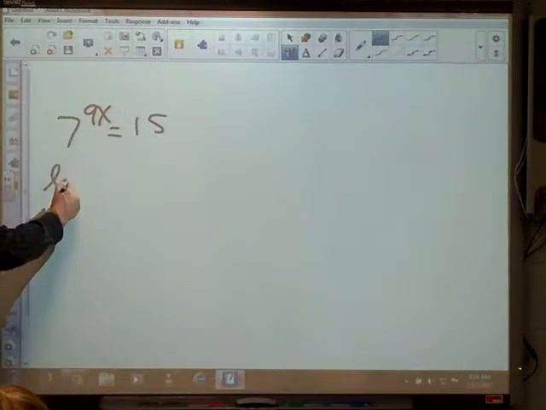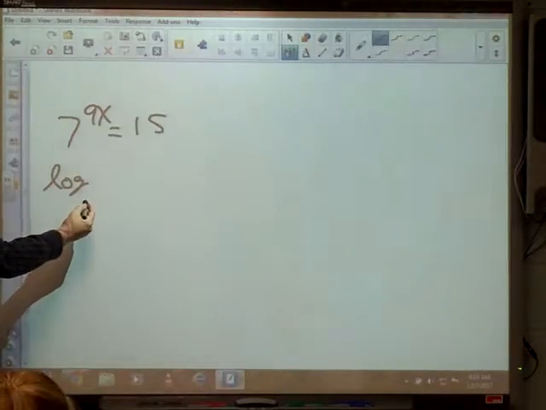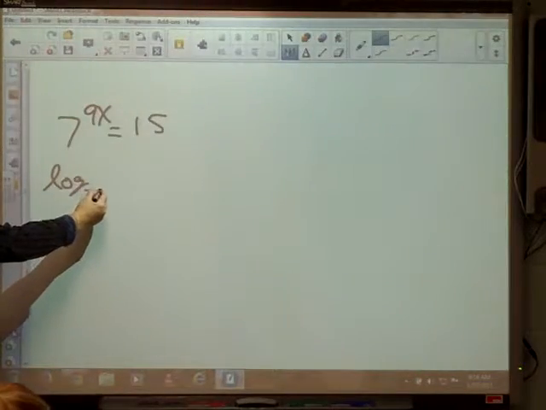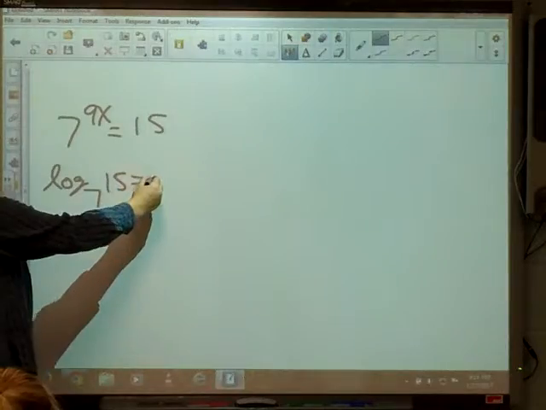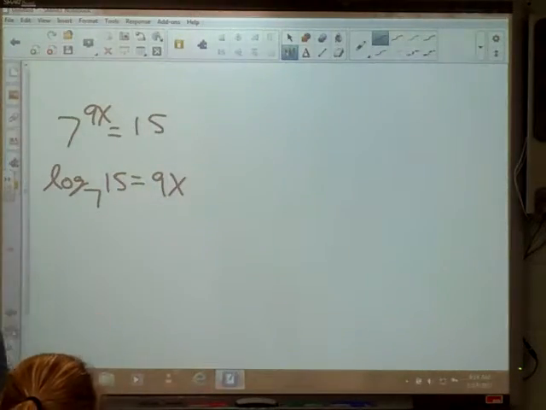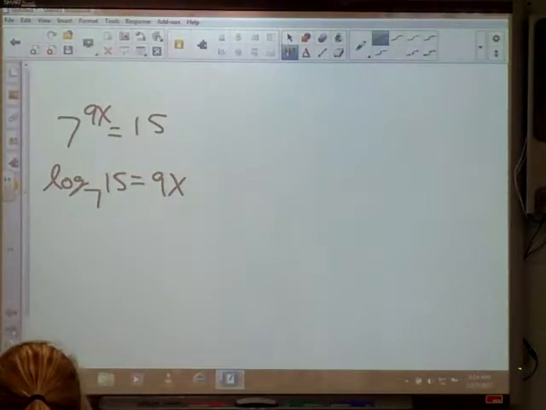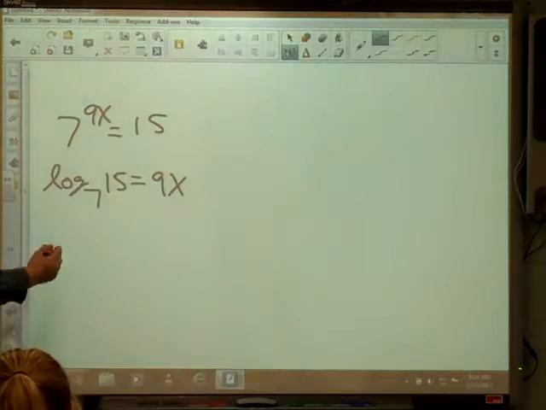So I'm going to have log, what's my base? 7. What's my number? 15 is equal to my exponent, which is 9x. Okay, so now I'm doing the same thing. I'm going to go to my calculator. I'm going to find log base 7 of 15. Give me that to the nearest hundredth.